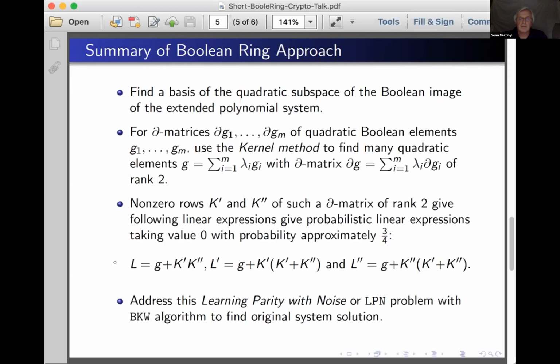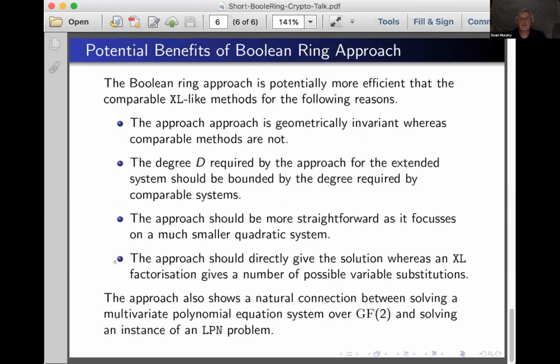This is called the learning parity with noise, or LPN problem. There are algorithms that solve it sometimes relatively efficiently, such as the BKW algorithm. So in general, we might expect this approach to be more efficient than comparable methods like extended linearization, XL, because our approach is geometrically invariant, whereas the other methods are not. The degree required by this approach should essentially be the same as the degree required by XL-like methods, so we have to do the same kind of multiplication. And in fact, we found an example in the paper where we could actually do it at a lower degree than XL, so considerably faster.